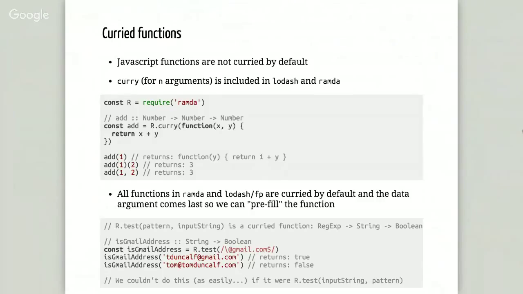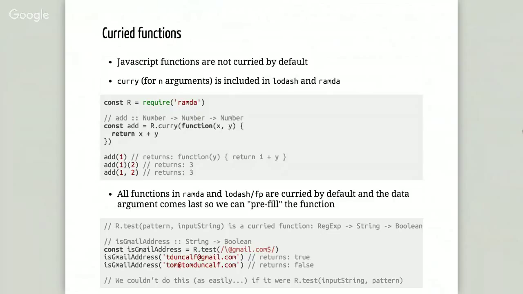And it's worth mentioning that all the functions in Ramda and in the FP branch of Lodash, so not in the normal Lodash, but when you require something, you put lodash/fp, they're curried by default, so any function you use from there can be called with fewer arguments than it expects. And the data arguments, the thing we're operating on, come last. So this means you can kind of pre-fill the function easily.